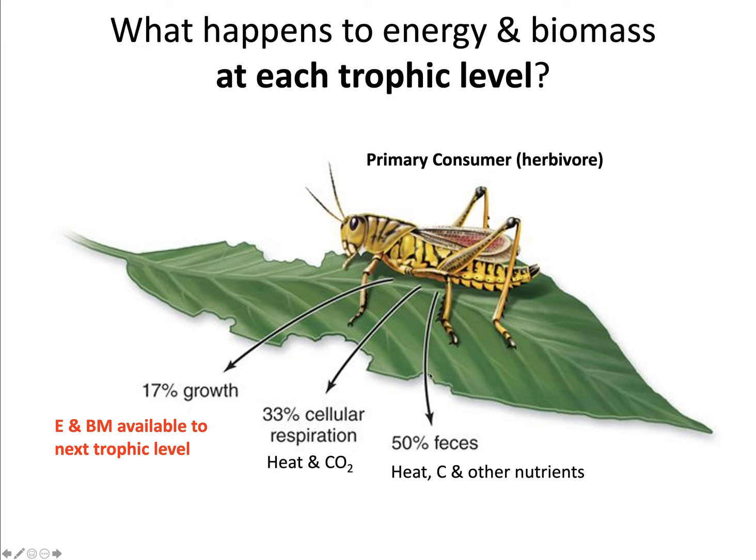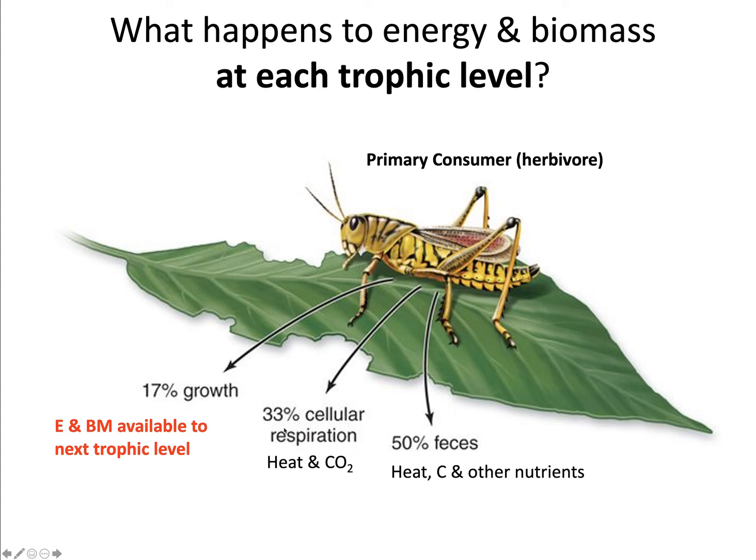Typically, and these numbers are going to vary from system to system and organism to organism, but typically you get a structure similar to this, where about 50% of the heat and the carbon and other nutrients and the energy are lost as feces. So this goes out to the detritivores. 33% of the energy that this grasshopper, this herbivore, is getting from that plant is lost to cellular respiration. So once again, energy is lost as heat through cellular respiration, and you're losing carbon as well as other potential molecules as CO2 going out into the system, okay?